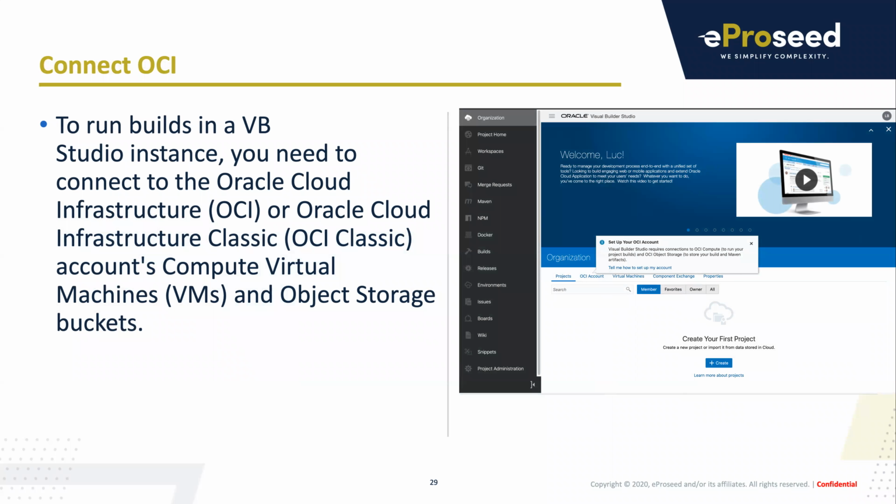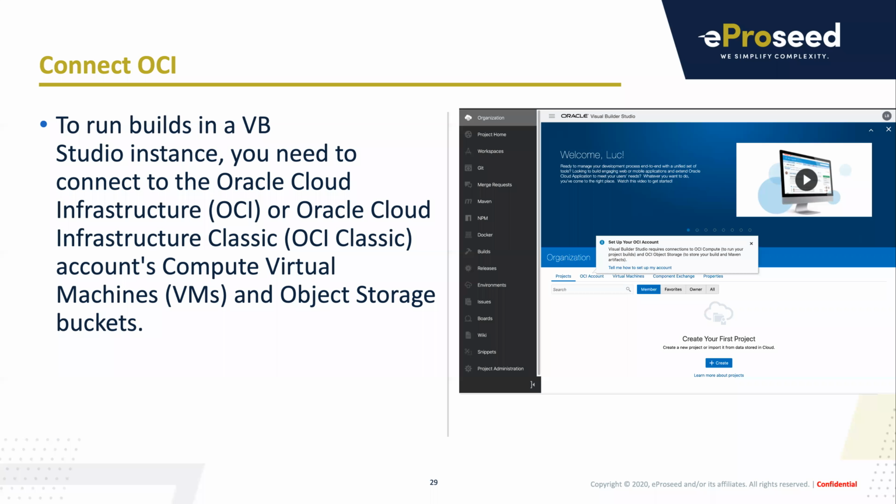So one of the things that you need to do, actually one of the first things that I recommend you to do if you have a new Visual Builder Studio environment, is to hook up your OCI account, because Visual Builder Studio uses Oracle Cloud Infrastructure to do the builds and to store artifacts, build artifacts. So you need to create a connection to OCI, and afterwards you need to create a virtual machine to be used as build server.